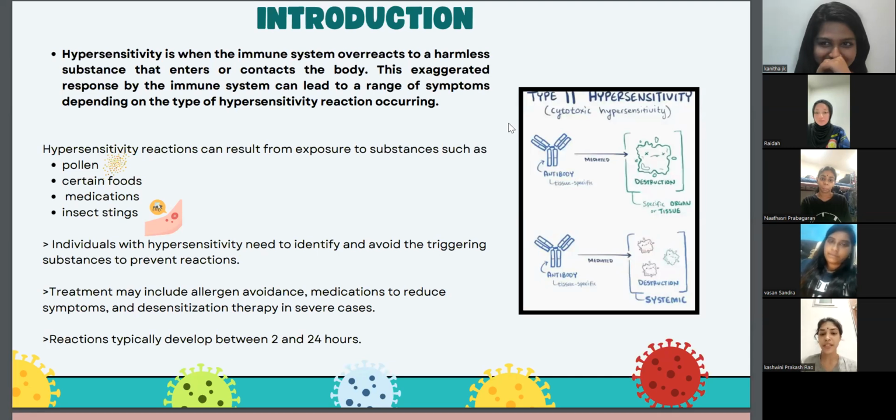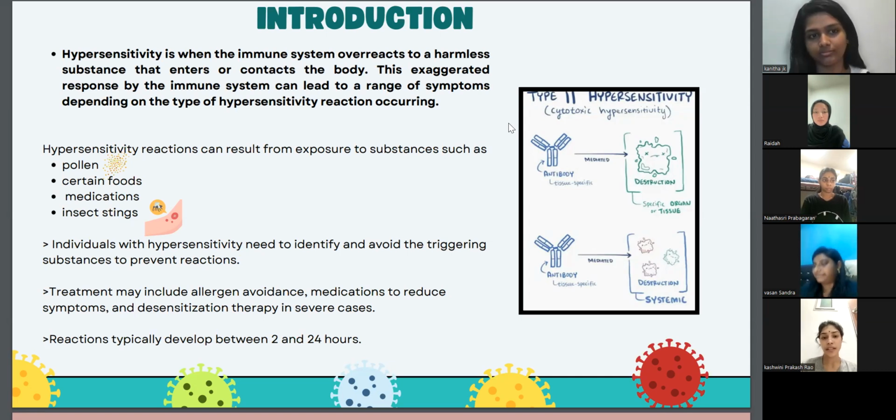Hi, my name is Kashwini. Today I'm going to talk about the introduction to hypersensitivity type 2. Hypersensitivity is when the immune system overreacts to a harmless substance that enters or contacts the body. This response by the immune system can lead to a range of symptoms depending on the type of hypersensitivity reaction occurring.